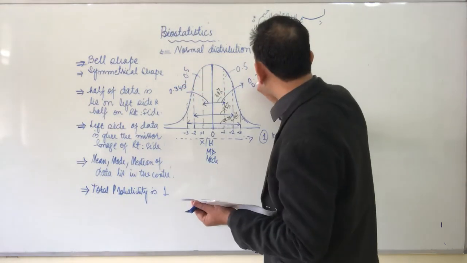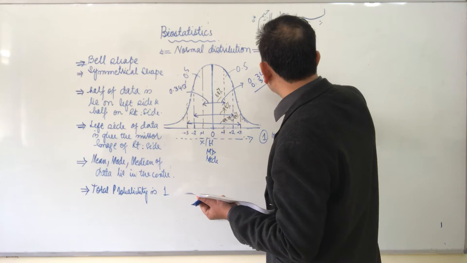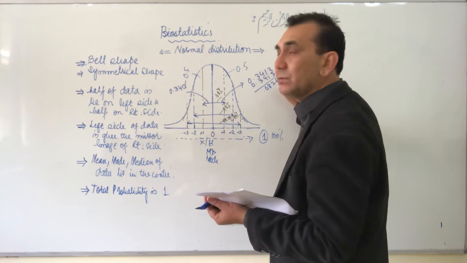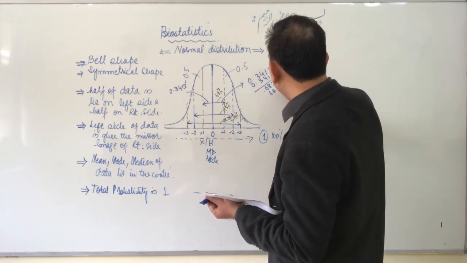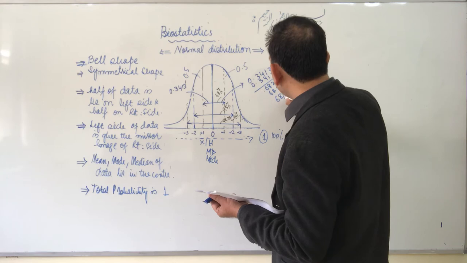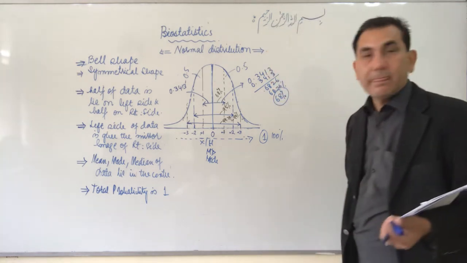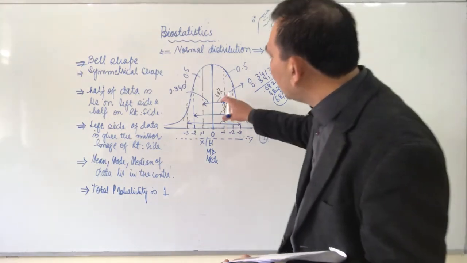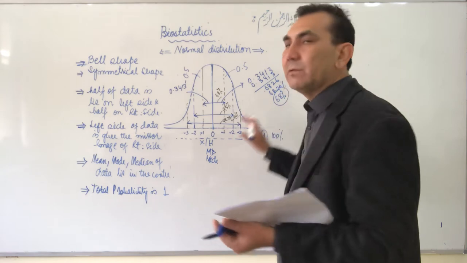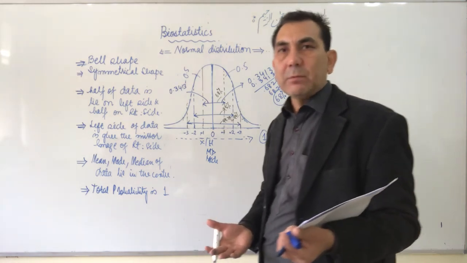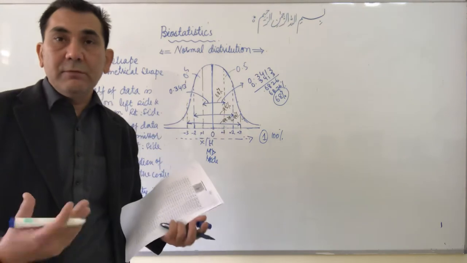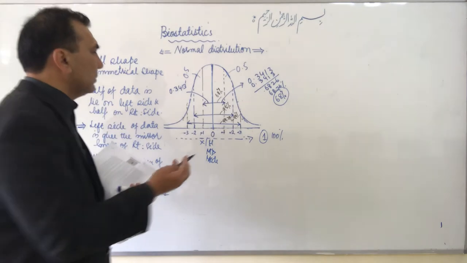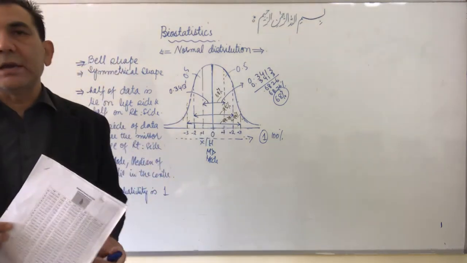Now 0.3413 we will add up, and it becomes 0.6826, which means 68.26%. Roughly we can say 68%. Right? As I told you, within only one standard deviation, 68% of the data lies under the normal curve. So we proved it through the Z table. Now, the second one I said is that within two standard deviations, 95% of the data lies.